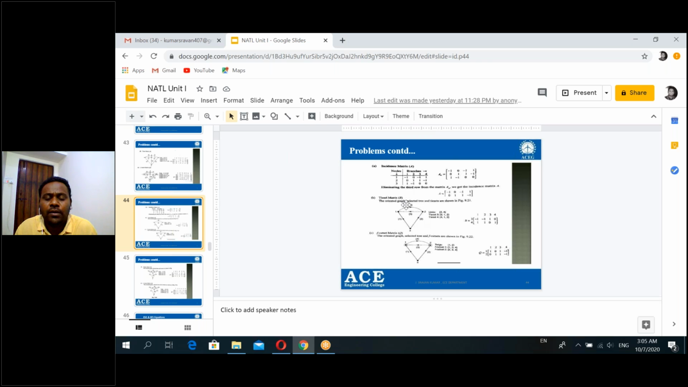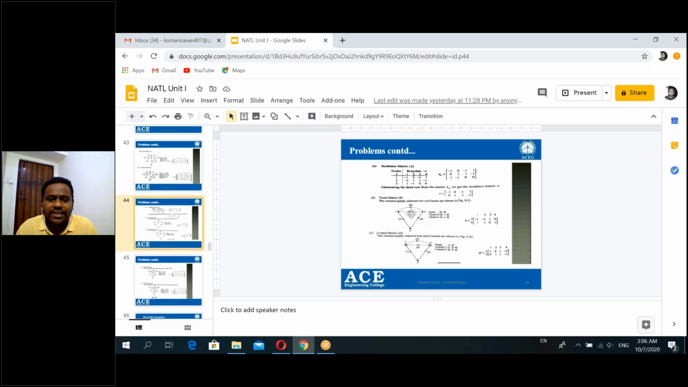At node 3, branch 1 is leaving, branch 2 is entering. That's why branch 1 is positive. If you remove the dummy node, that is reference node 3, that will be the reduced matrix: minus 1, 0, minus 1, 1, 0, 1, 1, minus 1. If you add the columns of the incident matrix, minus 1, 0, 1, 0, 0, plus 1, minus 1, 0, minus 1, plus 1, plus 0, 0, the sum will be 0. That is the property.